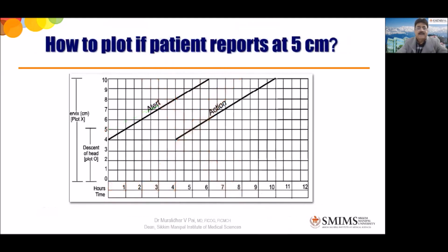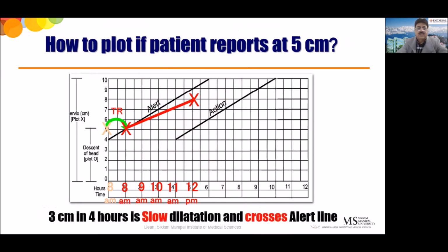How to plot then? When she came to the hospital, if she was 5 centimeters, don't put it at 0. Transfer it. Because after 1 hour, she becomes 5 centimeters. When you do that, let's see the same thing. After 4 hours, she is 8 centimeters. Now, can you see it has crossed the alert line? And you are alerted. So 3 centimeters in 4 hours is slow dilatation.